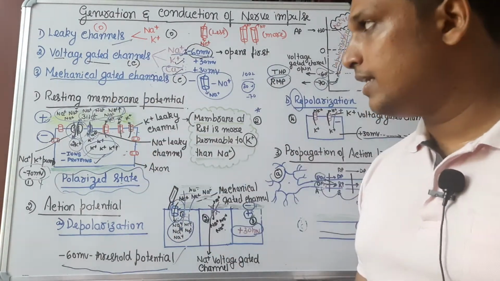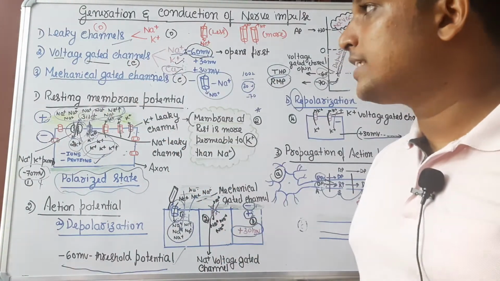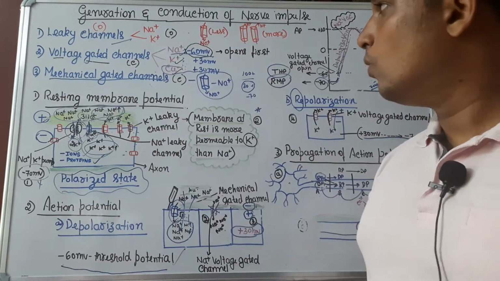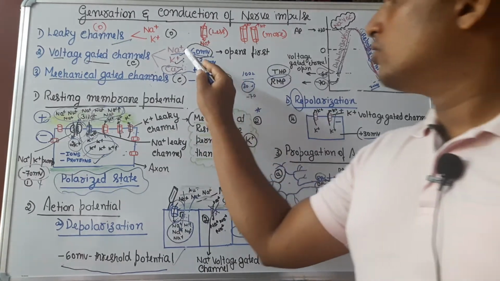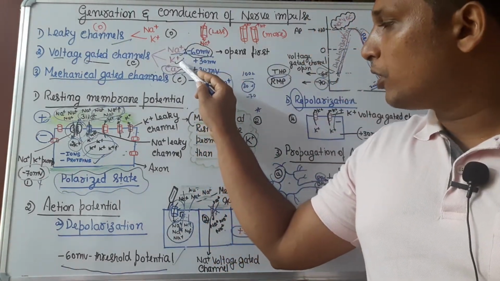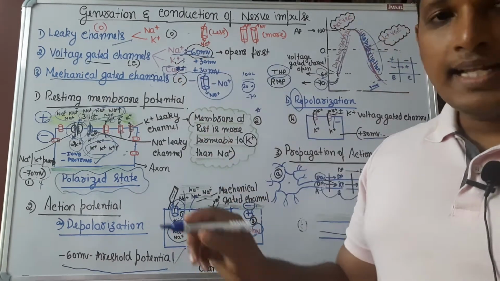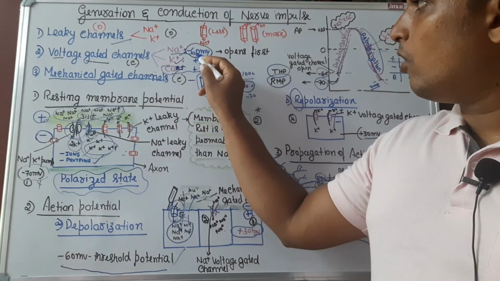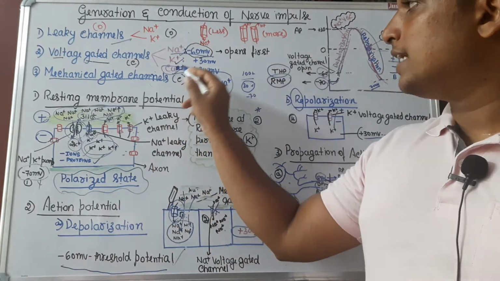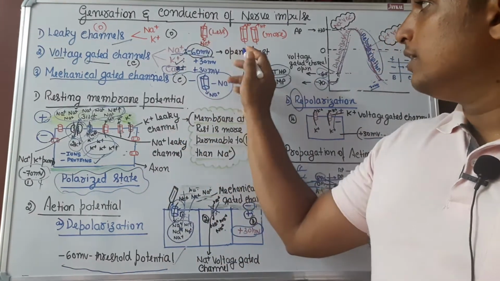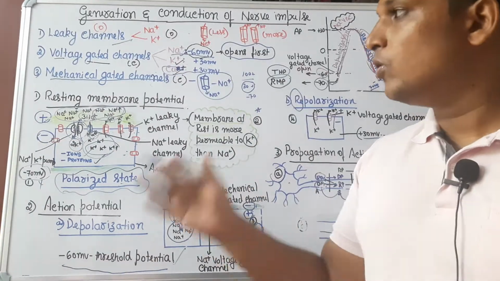Second type of channel is voltage gated channel. As the name indicates, gated, it is a closed channel, open only when a particular voltage is applied. What are the types of voltage gated channel? Sodium voltage gated channel, potassium voltage gated channel, and the calcium voltage gated channel. Sodium voltage gated channel can operate at minus 60 millivolt, potassium plus 30 millivolt, calcium plus 30 millivolt. Among the three, you have to remember the sodium channel is always the first one, it is fast to open.